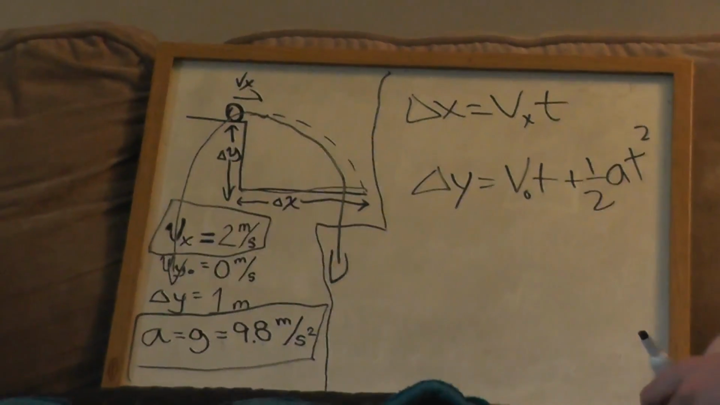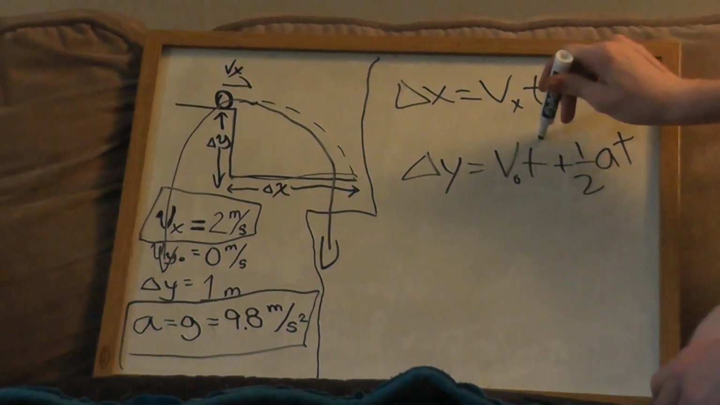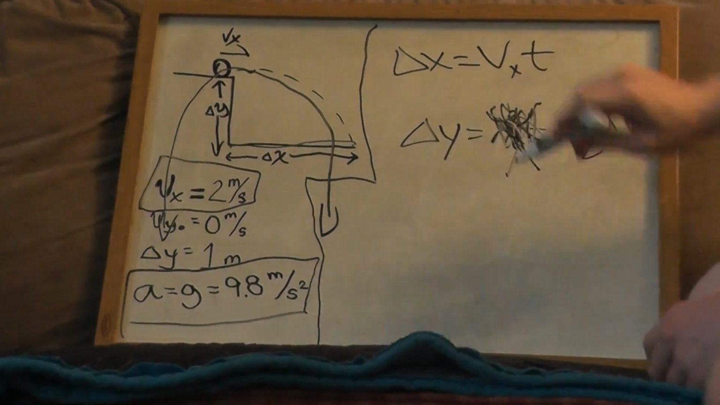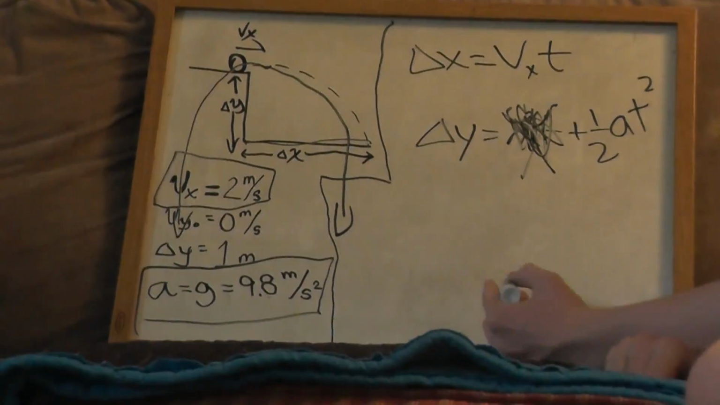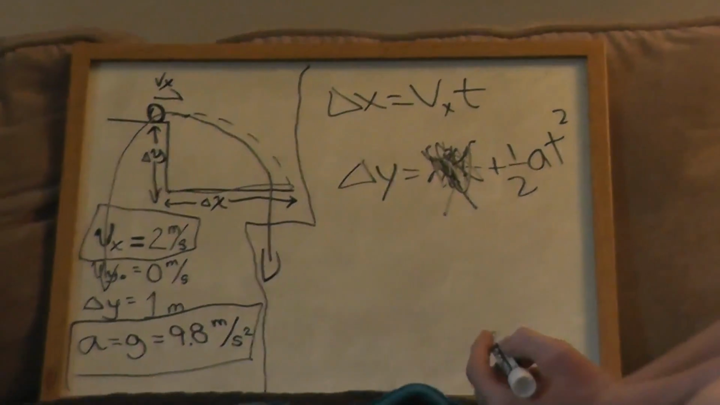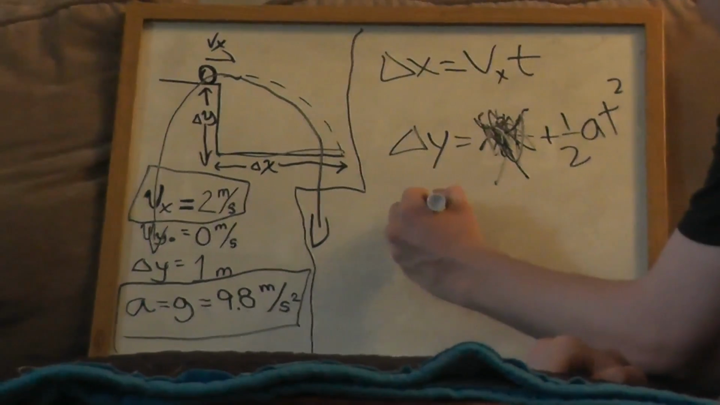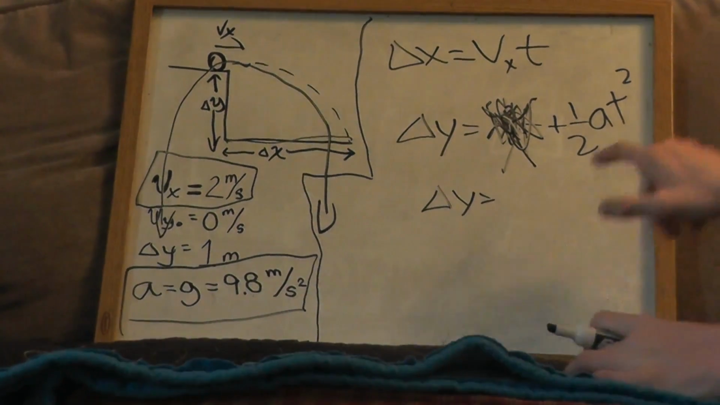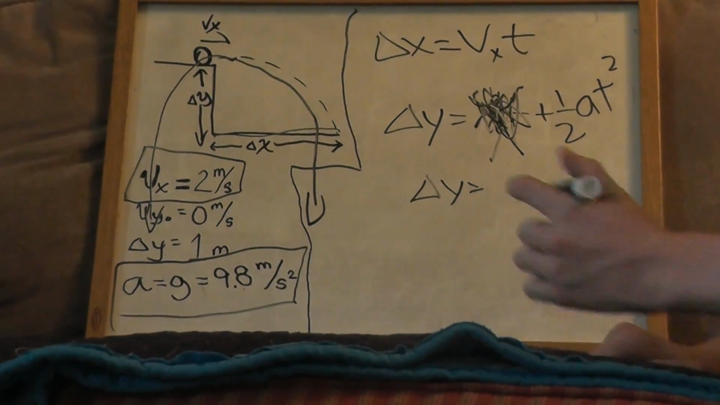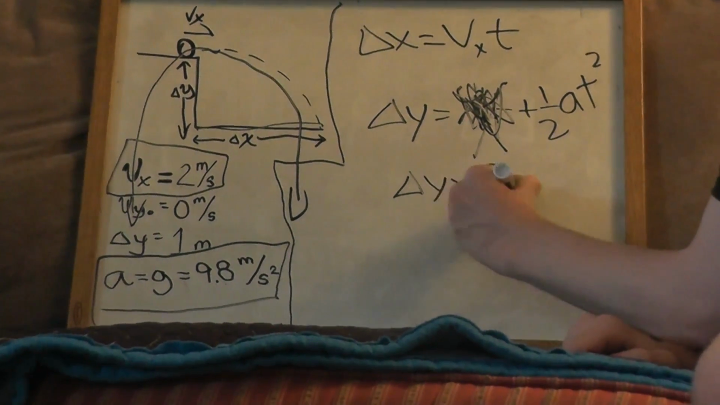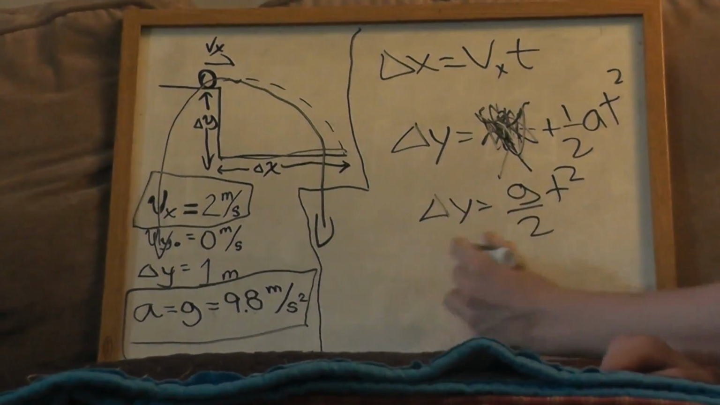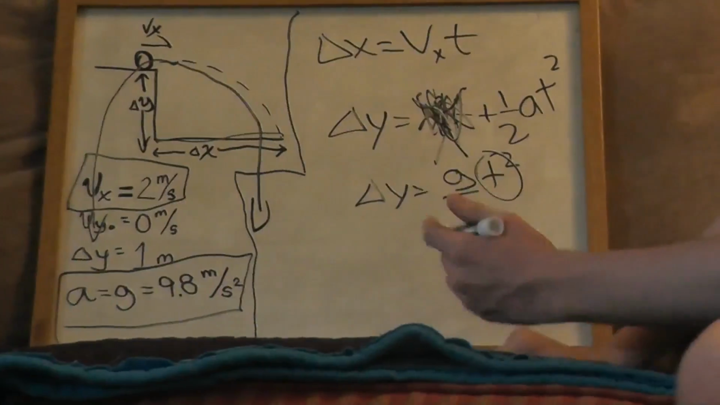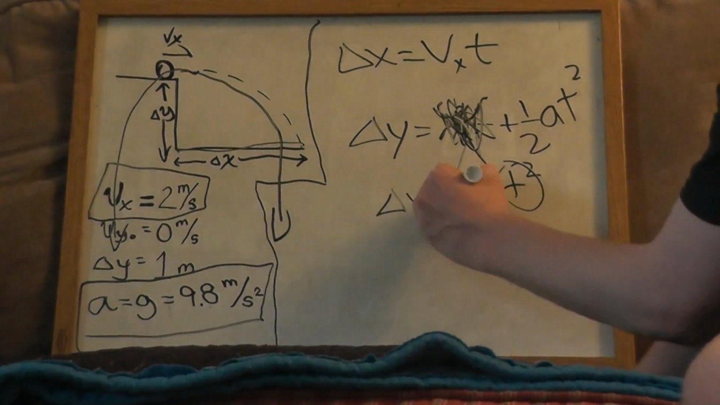Now, there is no initial velocity on the y-axis, so cross that term out. Bye-bye. So now, delta y equals 1/2 a t squared. Let's do variables. Delta y equals, a is g, because g pulls it down, equals g over 2 t squared. So now, we gotta isolate t. So multiply by 2, divide by g on both sides.